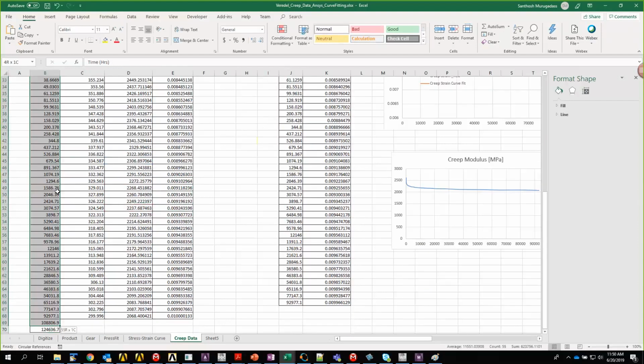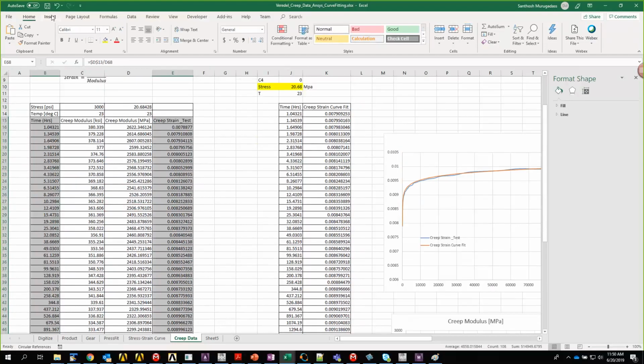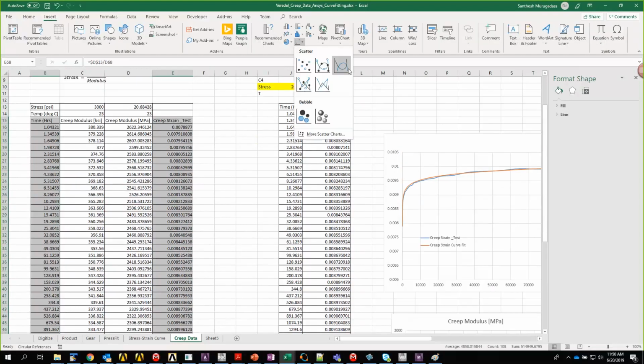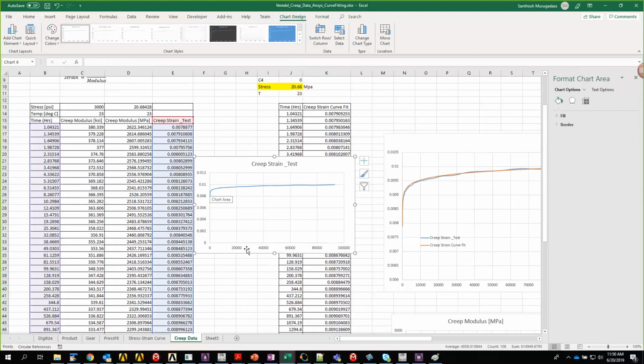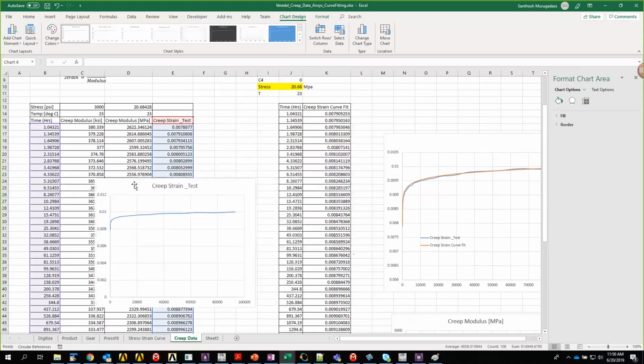So for example here, I'm interested only up to 10,000 hours. So finally we have got a curve like this. This is my time axis, this is my creep strain axis. Okay. Now let's look at the shape of this data. The data looks like this.